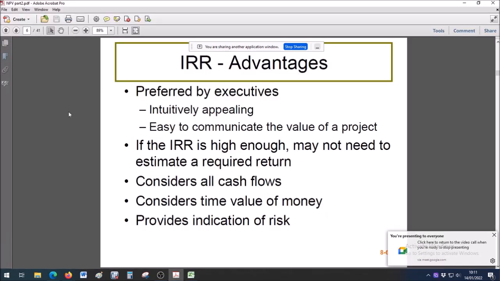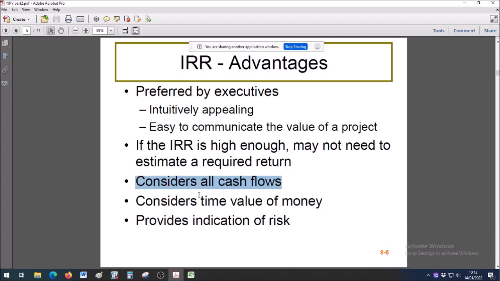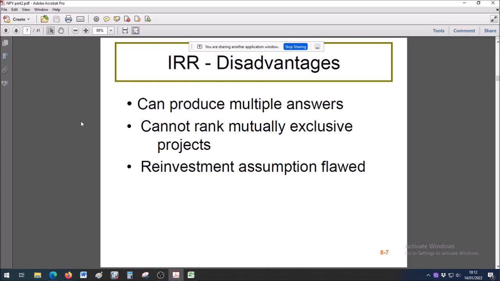The advantage is it's very easy to understand. It basically shows me the rate, the percentage profitability that I'm earning on this project. That's all. And the good thing is, yes, it does take into account all cash flows. It takes into account the time value of money, and does look at some level of risk through the required rate of return as well.